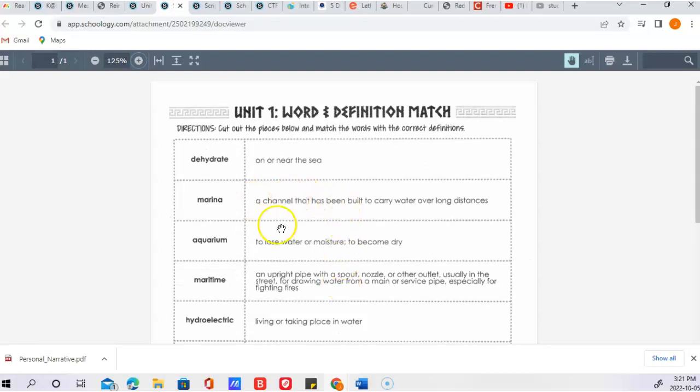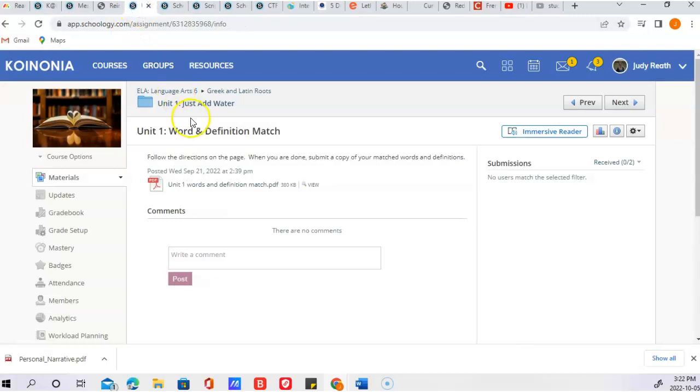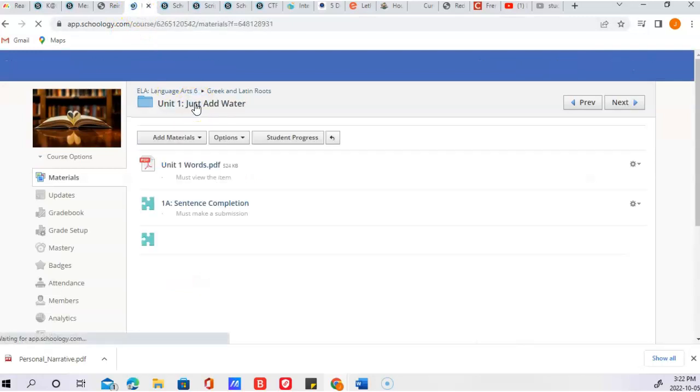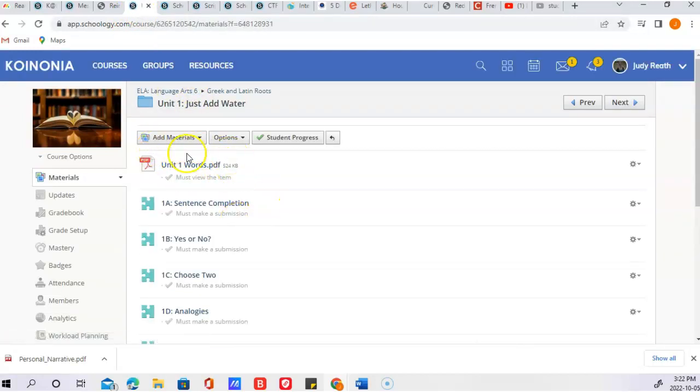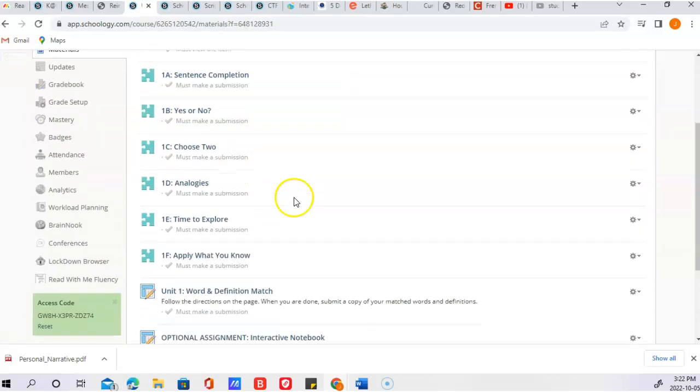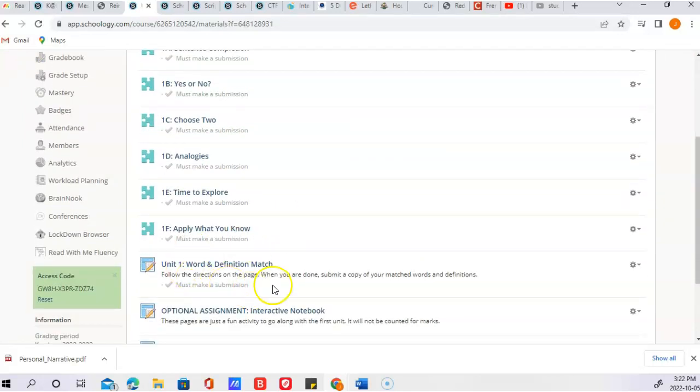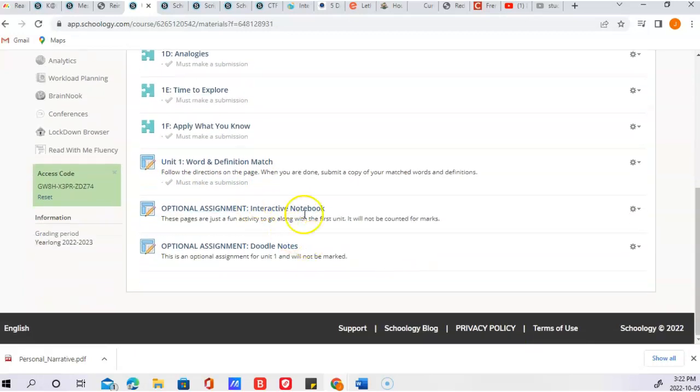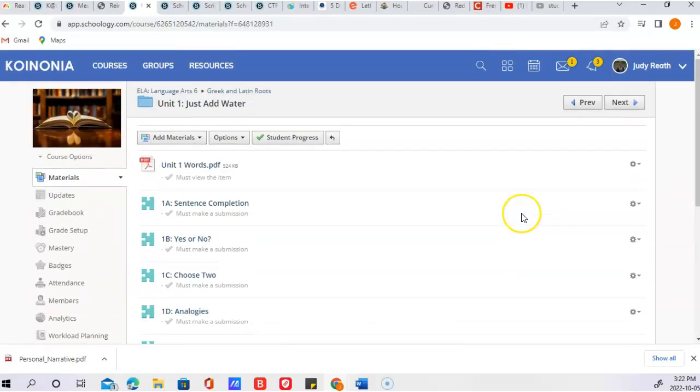And then just put that into the binder behind your other Unit 1 words that you printed off at the beginning. These ones here. After you print off these words, then the next thing in your binder should be your word and definition match page. And again, your optional assignments are at the bottom. If you want to look at those and decide if you want to do them or not, that's completely up to you. All right, so that's basically what we covered in class this morning.